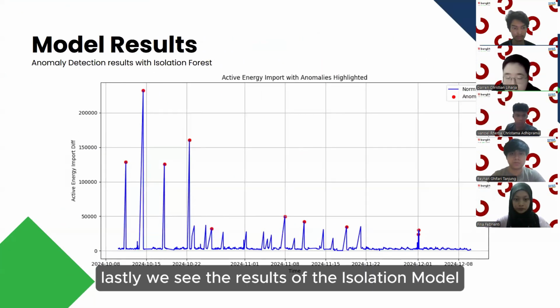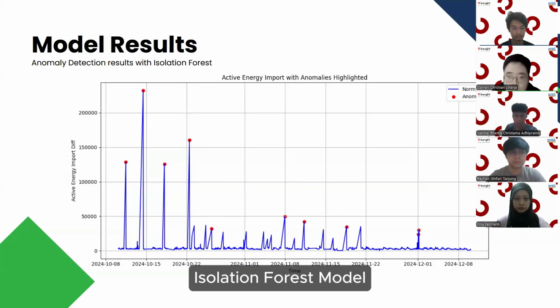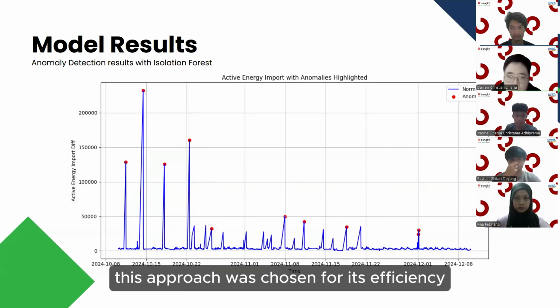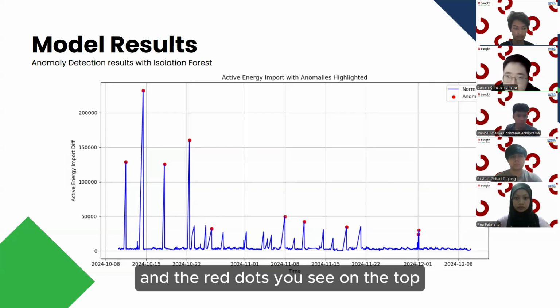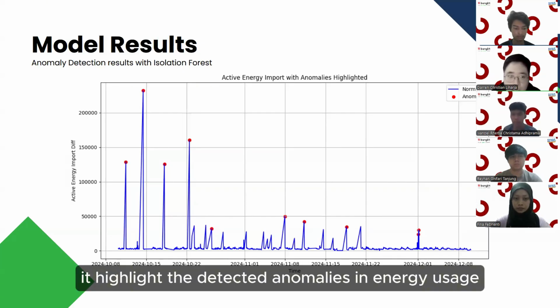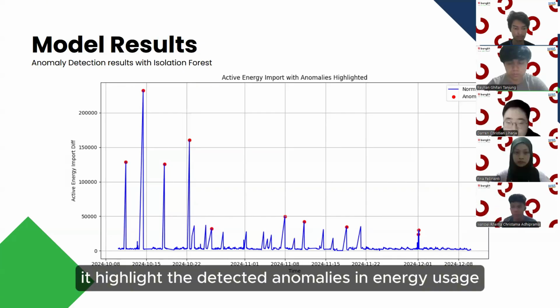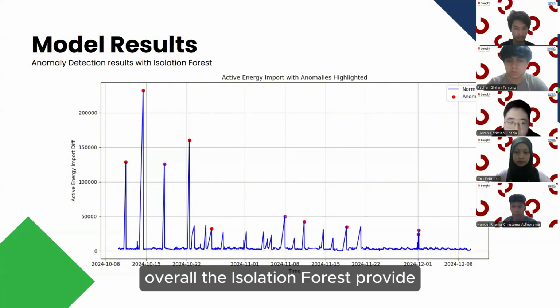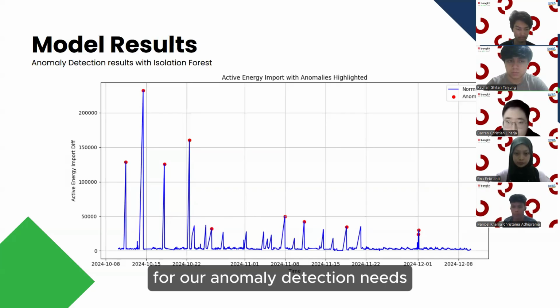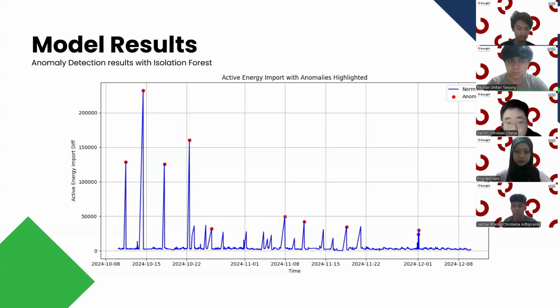Lastly, we see the results of the isolation forest model. This approach was chosen for its efficiency and ability to handle missing data effectively. The red dots you see on the plot highlight the detected anomalies in energy usage, providing a clear and interpretable output. Overall, the isolation forest proved to be the best solution for our anomaly detection needs.